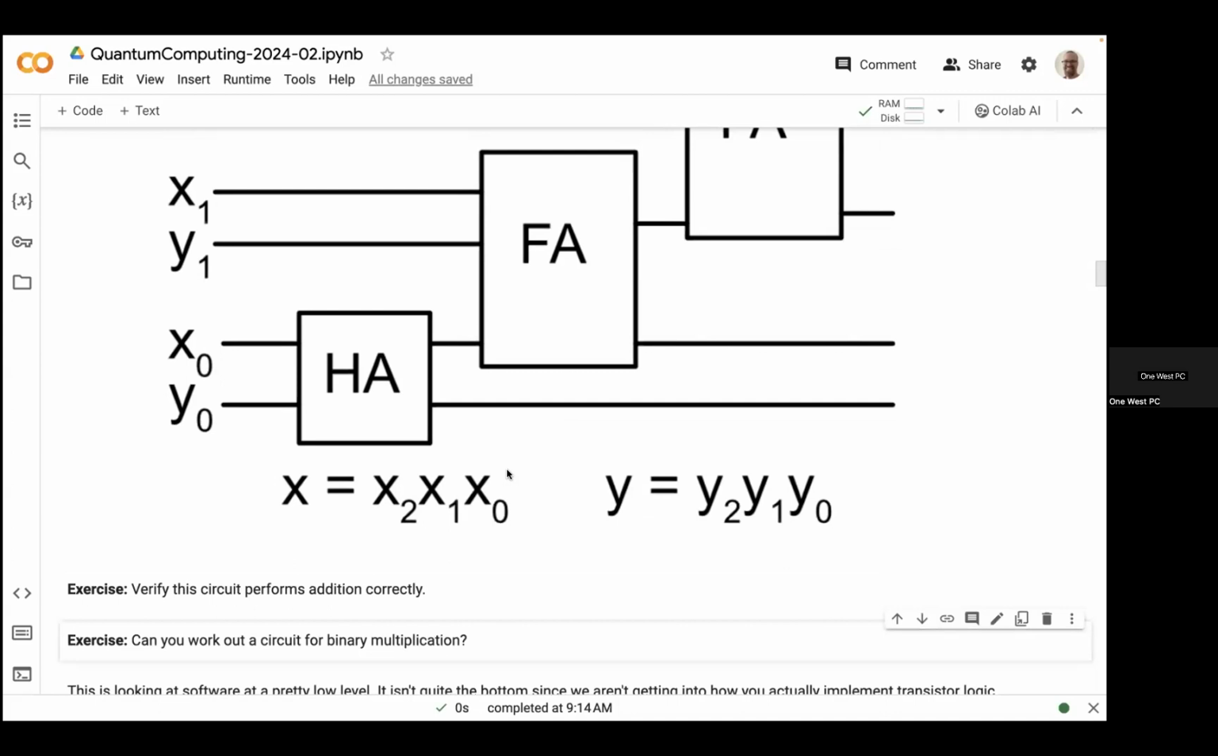And then I would encourage you to try to work out one for binary multiplication. First, write down how you would multiply 2 single-digit binary numbers. See if you can extend that.